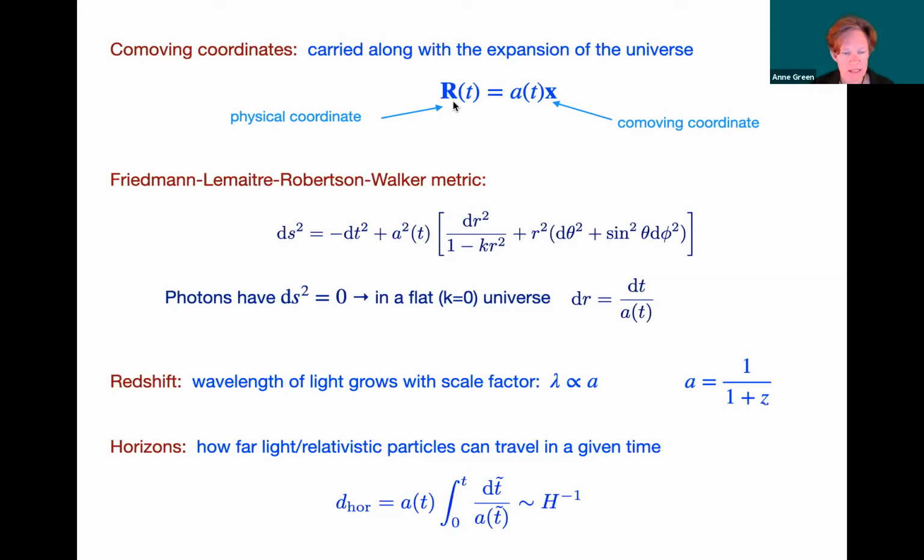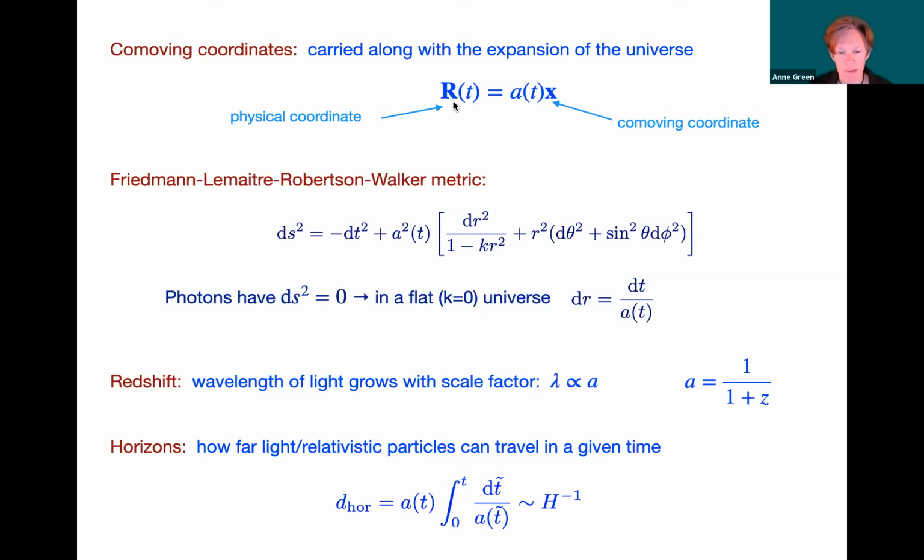In several places later on today, we're going to come across the concept of horizons: how far light, information, relativistic particles can travel in a given time. To calculate this, you need to take dr, integrate it from the Big Bang, or whenever the particular time of relevance is, up to whatever time you're interested in, and then multiply by the scale factor a to turn it from a co-moving distance into a physical one.